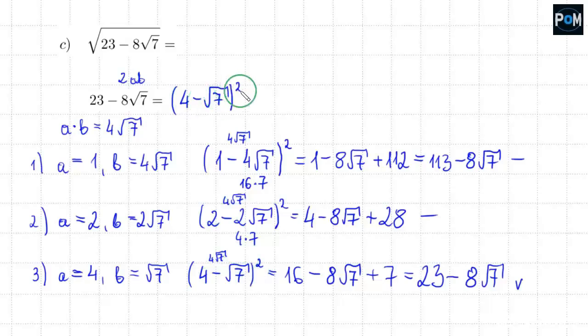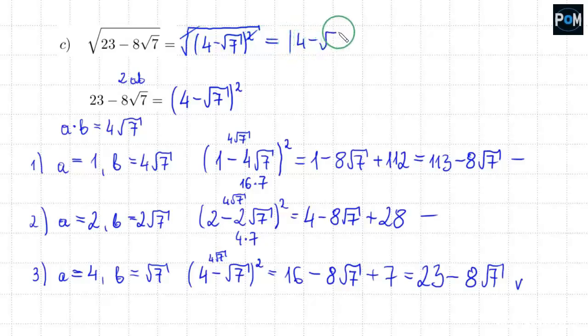Once I know this, I move on to the actual example. I rewrite the root, but under the root instead of this expression, I put that. And now the square root and the square cancel each other out. But what I had under the square root, I write inside the absolute value, which is 4 minus the square root of 7. Will it be positive or will it be negative? It depends on whether 4 is greater or the square root of 7 is greater.